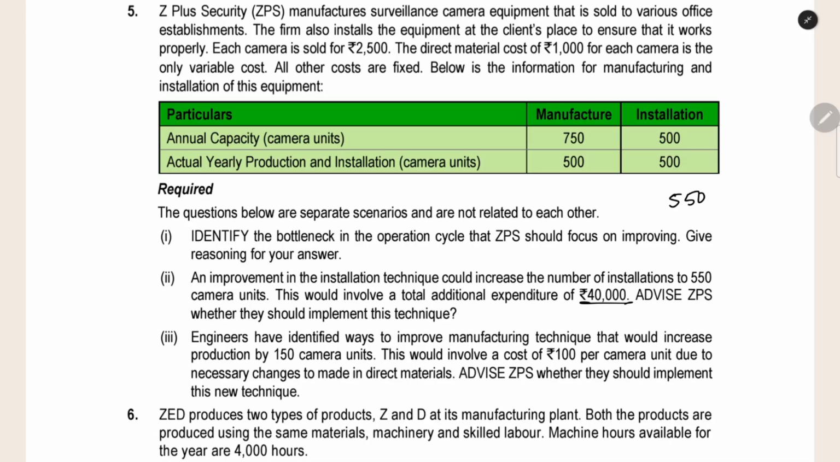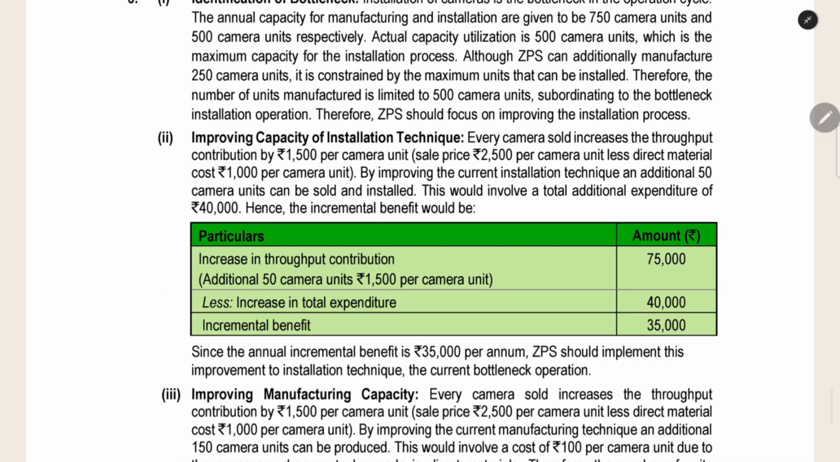We can see the solution. For the second part, they are calculating the contribution per unit. The selling price per camera is 2,500. The material cost, the variable cost, is 1,000 rupees per camera unit. Deducting the variable cost, you will get the contribution of 1,500 rupees, which is the contribution per unit.